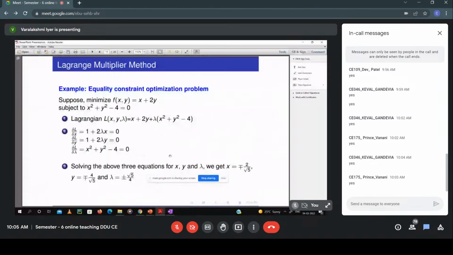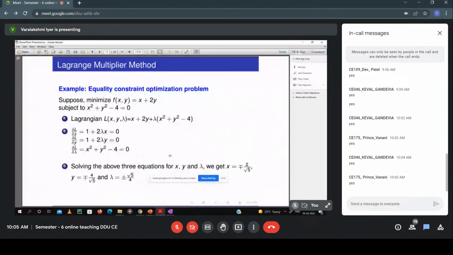Okay. So for example, we have to minimize a certain function f of x comma y. The function f is a function of parameters x and y, and it is given by x plus 2y. And we are given that, subject to an equality constraint, x square plus y square minus 4 is equal to 0.